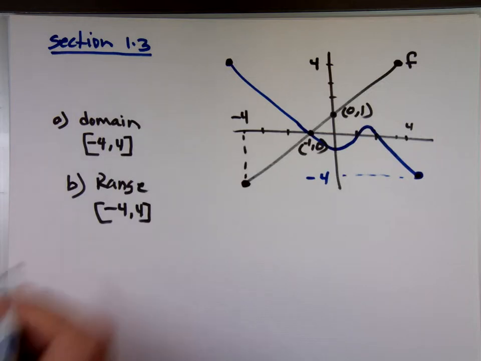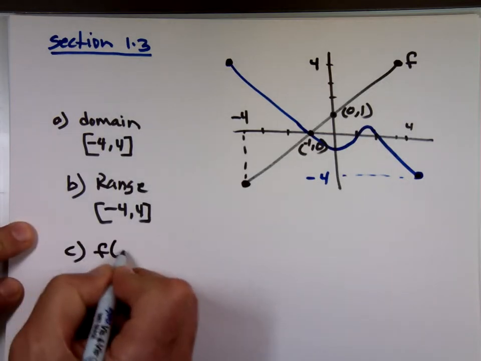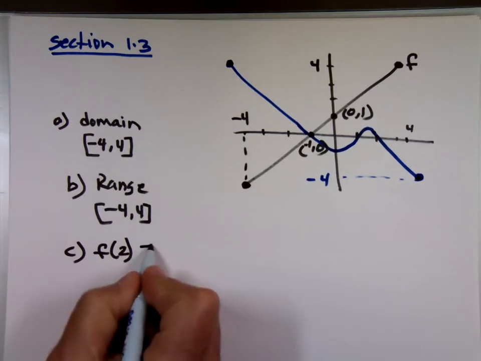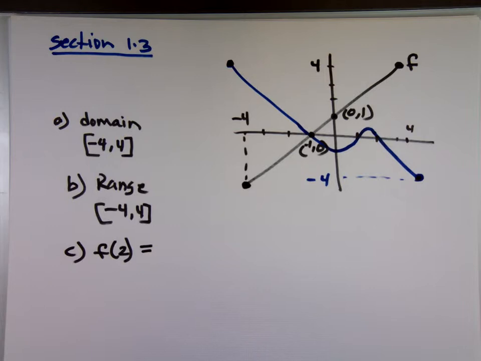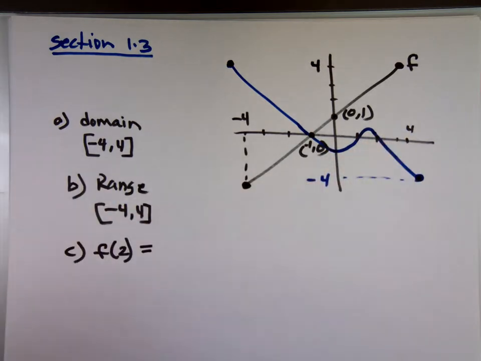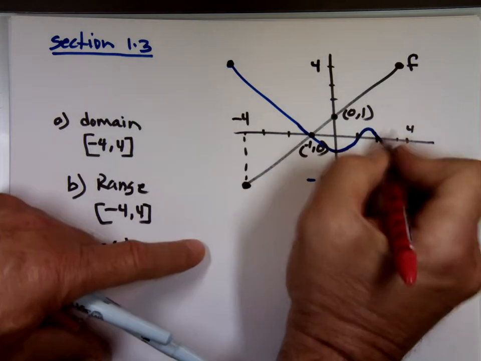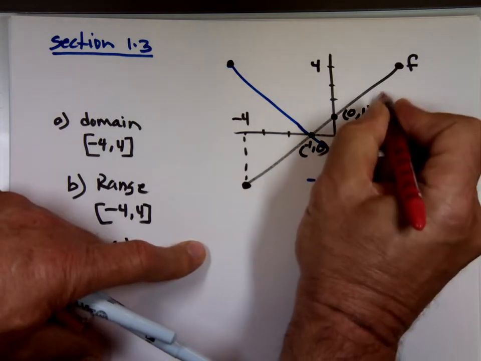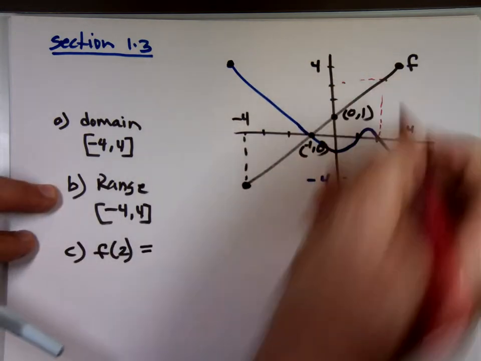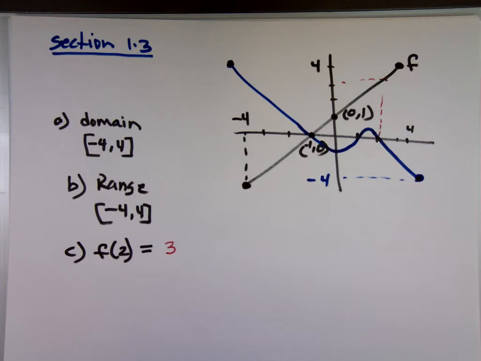The next part, they wanted what is f of 2. And you have to look at the picture, f of 2. When x is 2, what's the y value? This is 1, this is 2. We're talking about the f function. The f function is the straight line. So what's f of 2? Right there. 3. What's that? That looks like a 3. When x is 2, what is the y value? Looks like about a 3.